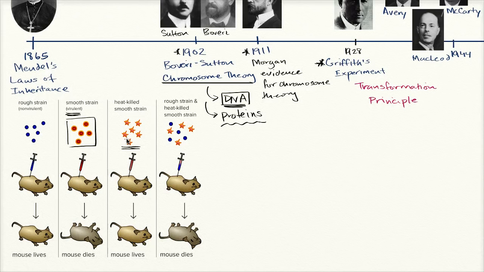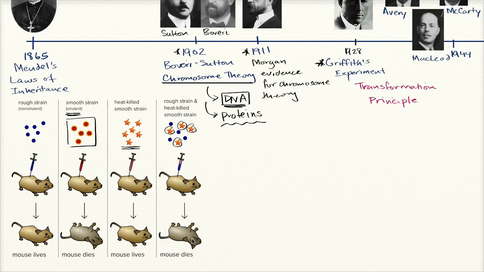But then he did something very, very interesting. He took some of the heat-killed smooth strain, and he took some of the live rough strain and put them together. Now, common sense would tell you, okay, this blue stuff, that's not going to kill the mouse, and this killed smooth strain, that's not going to kill the mouse either. So if I mix it up, that shouldn't kill the mouse.